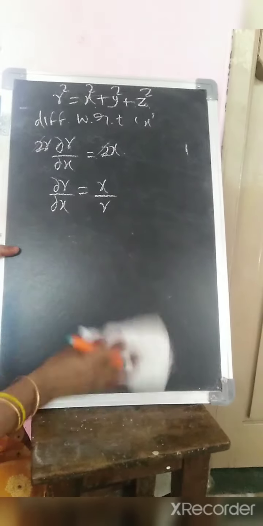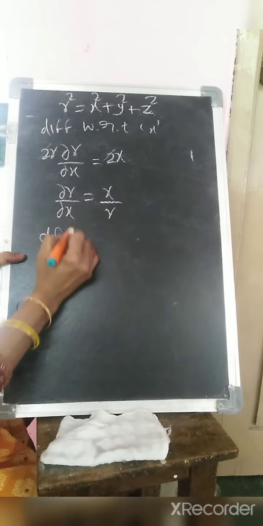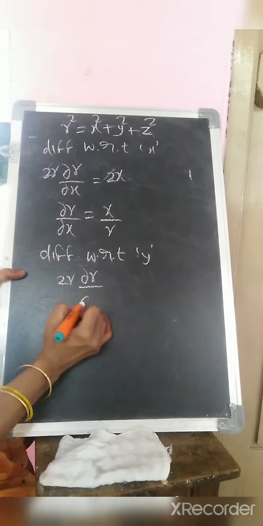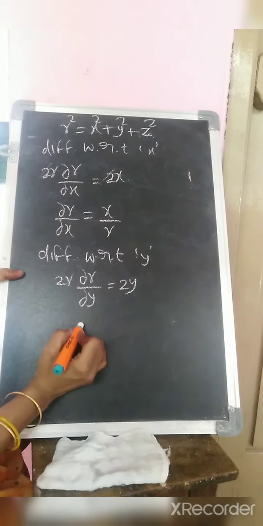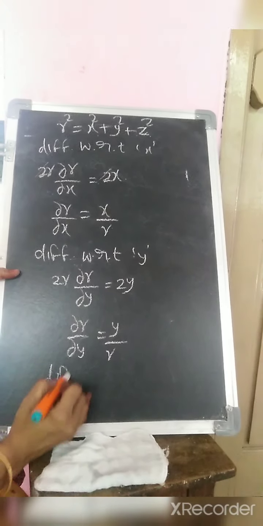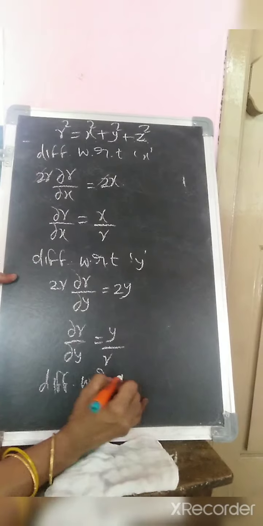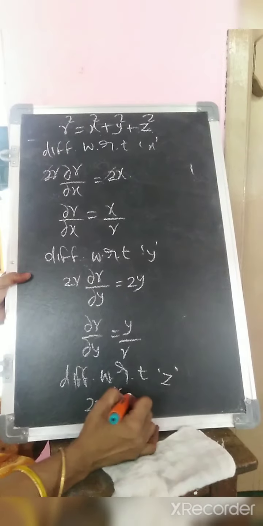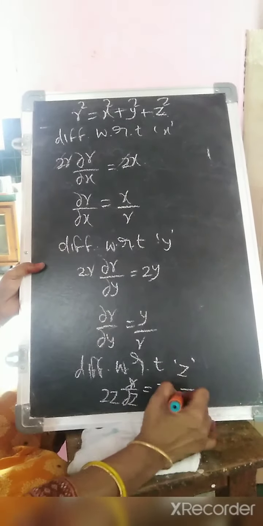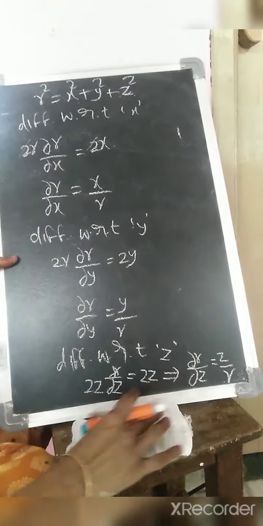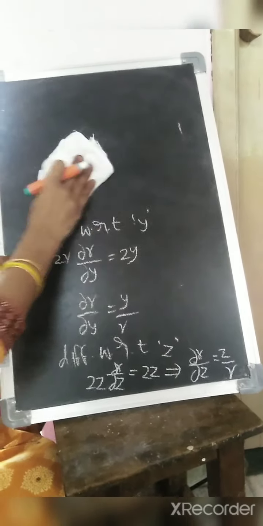Similarly, differentiate with respect to y. That is 2r dou r by dou y is equal to 2y. Therefore dou r by dou y is equal to y by r. And differentiate with respect to z. So that is 2r dou r by dou z is equal to 2z. So dou r by dou z is equal to z by r. This is differentiating equation 1 with respect to x, y and z.